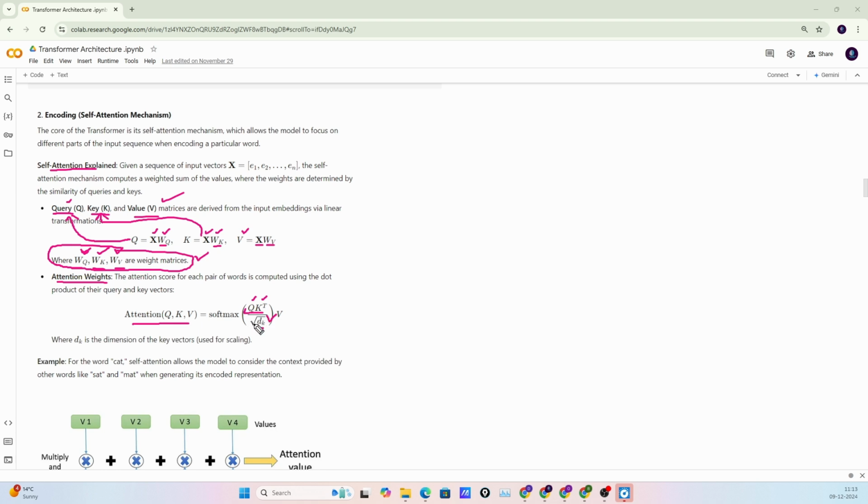We first calculate the square root, then divide the dot product value, and then multiply with the value vector, and before the multiplication we perform the softmax function here. So this is the crux, this formula. You can see here, first we perform the dot product.